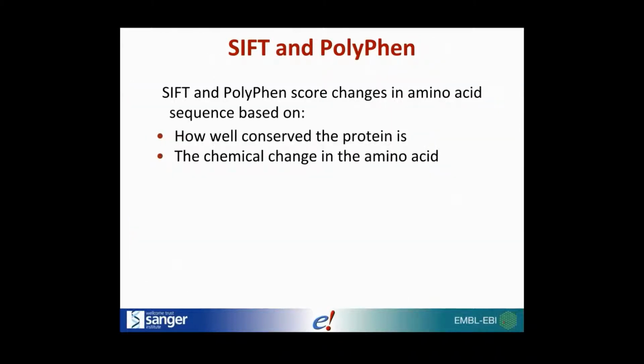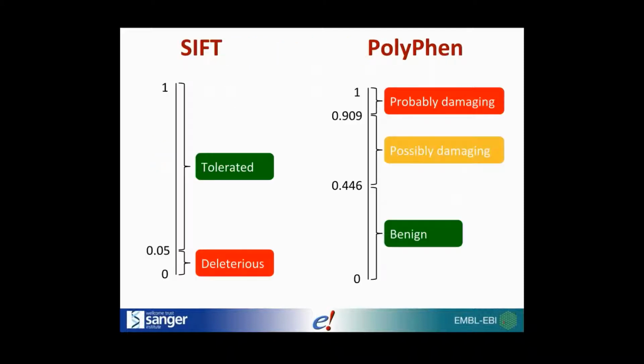Now these are score changes. These are scores which reflect the change in amino acid sequence. They tell you basically how bad that amino acid change is likely to be, how much it's likely to affect the protein function. And this is based partly on how well conserved the protein is, and partly on the chemical change in the amino acid.